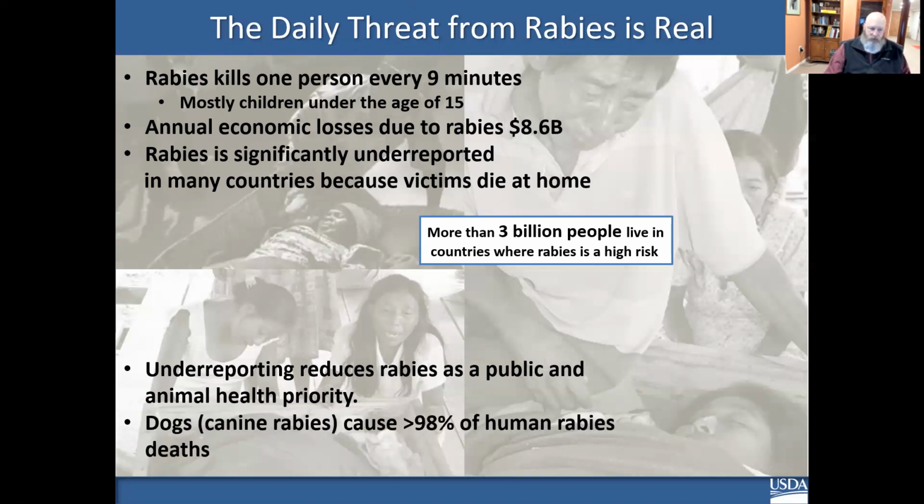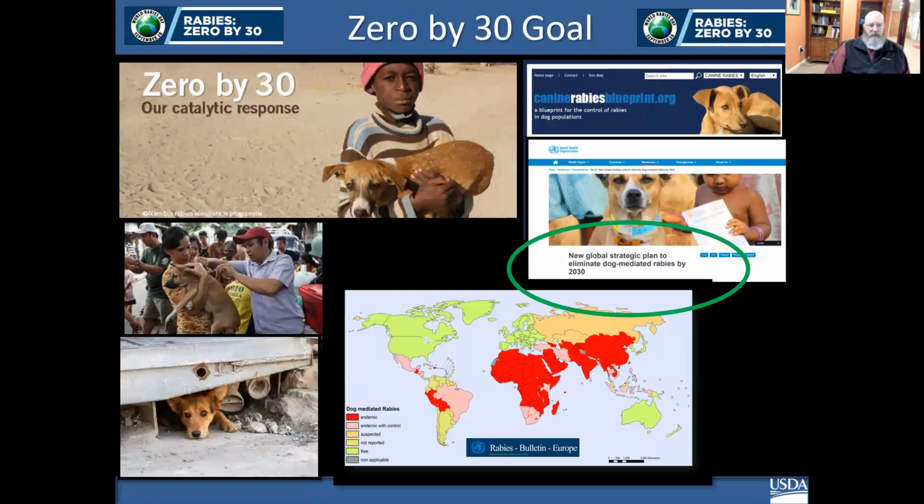And most of those are a direct result of canine rabies in dogs, which cause the majority of human deaths globally. Fortunately, there's a new Zero by 30 goal, an international coalition of folks that are looking to eliminate dog-mediated human rabies by 2030.